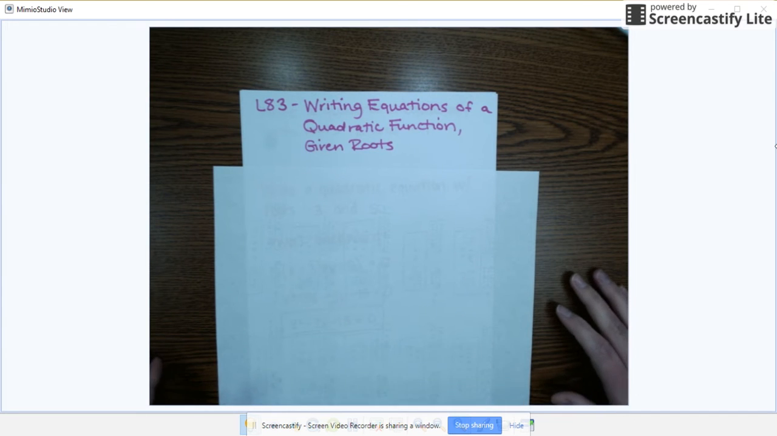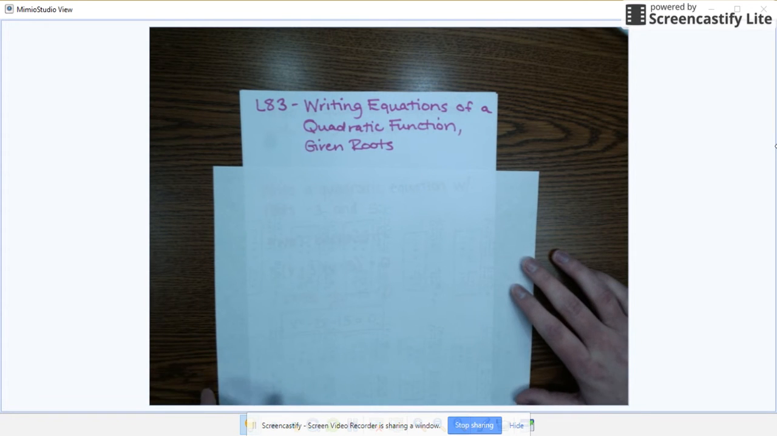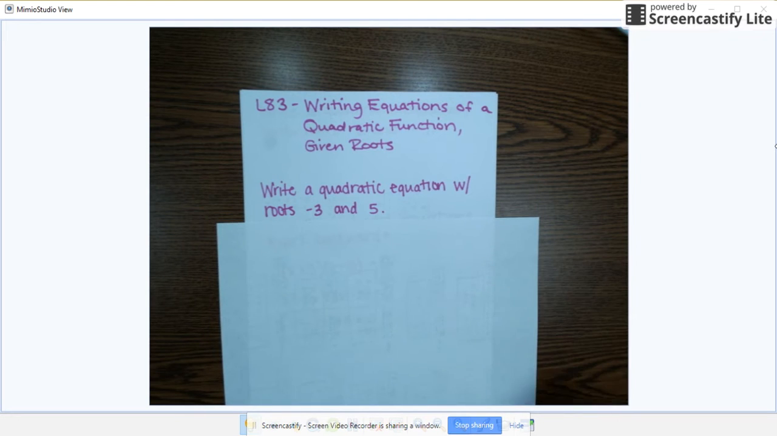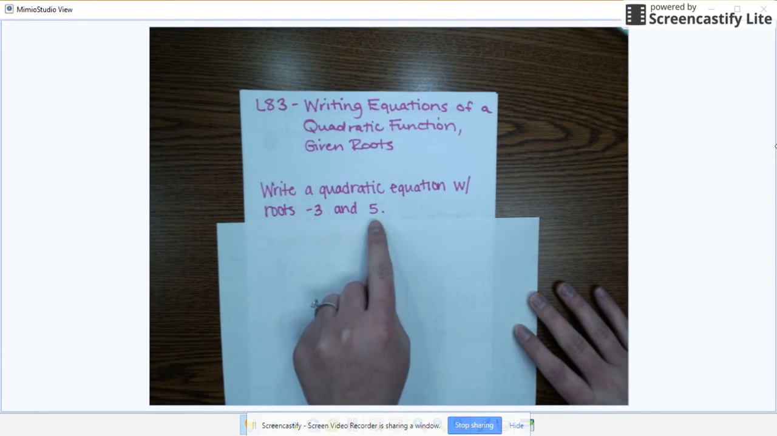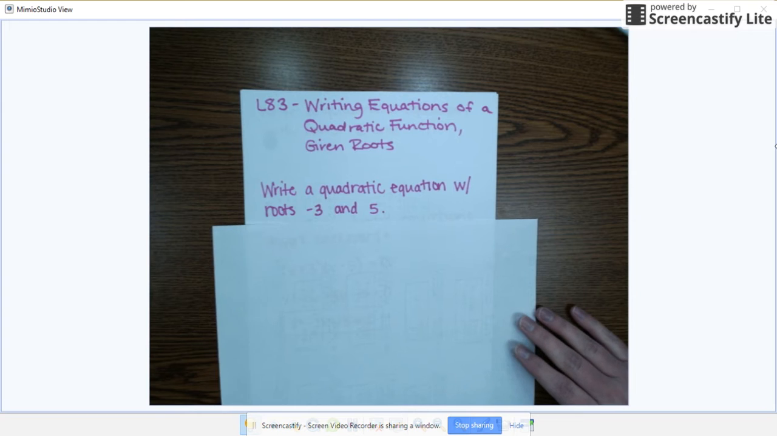All right, today we're going to talk about lesson 83. We're going to take roots and write quadratic functions, or write an equation for a quadratic function. So an example, we need to write a quadratic equation when we know our roots are -3 and 5. Well, we want to work backwards because in the past, this is what we've been working towards, is finding our roots. And now we have our roots and we want to work backwards to find the function itself.